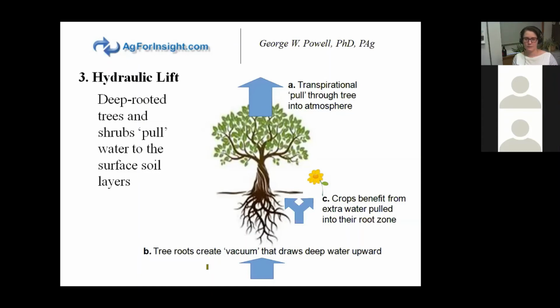With trees and shrubs, that creates a very strong pull from the canopy through the stem down into the roots. And then ultimately, once it's taken water out of the immediate root zone, it creates a vacuum which will draw water, deep water, up into that shallow profile. And crops benefit from this when they're able to pull or partition some of that deep water that's been pulled up by the vacuum of the trees into their root zone.